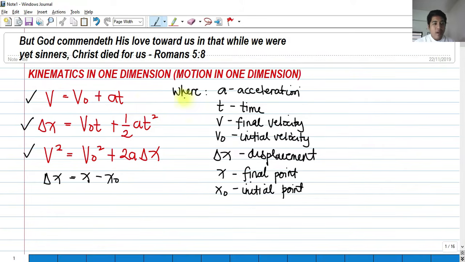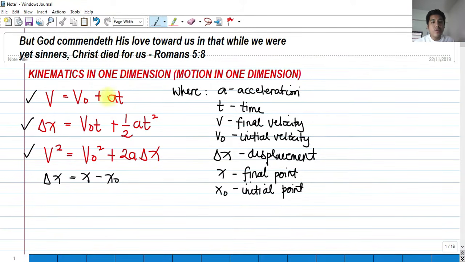Okay, so we have here the three equations. We have delta x is equal to x minus x naught, which is the displacement. For the first equation, we have v, the final velocity, is equal to v naught, which is the initial velocity, plus at. Delta x, the displacement, is equal to v naught t, where v naught is the initial velocity and t is time, plus 1/2 acceleration a times time squared. And the third equation is the final velocity squared is equal to v naught squared, initial velocity squared, plus 2a, acceleration, times the displacement.